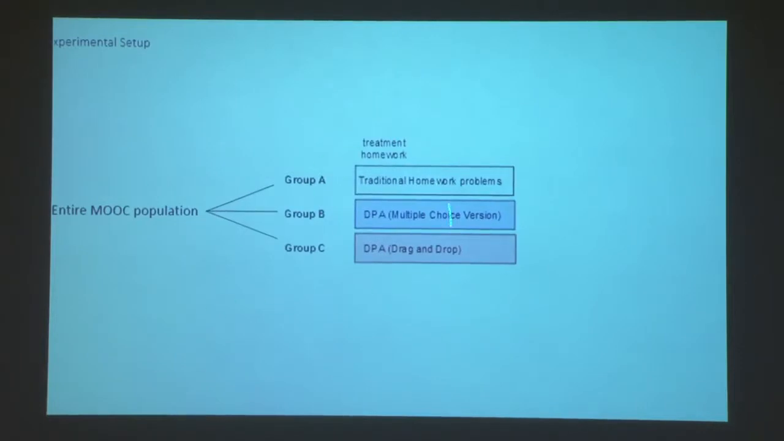And so we divided the entire population into 3 groups. One group receives a traditional type of homework. The other group receives a multiple choice homework that focuses on one skill but incurs a lot of extraneous cognitive load. A third group received a bunch of interactive drag and drop problems in that unit.